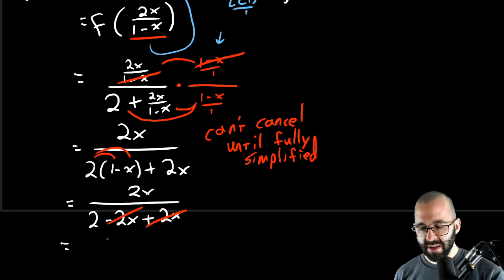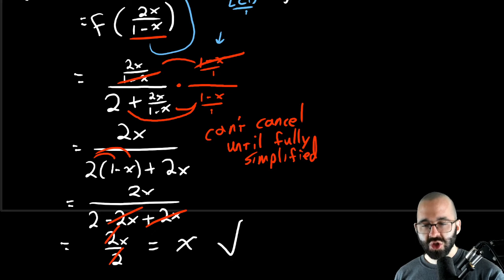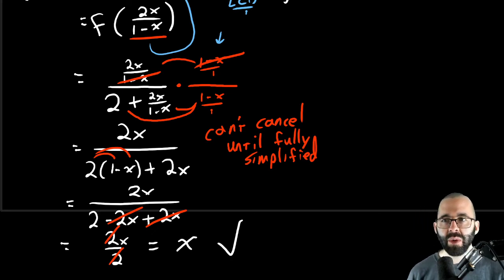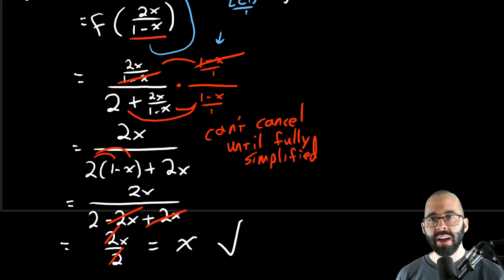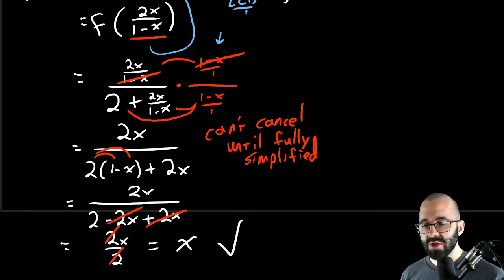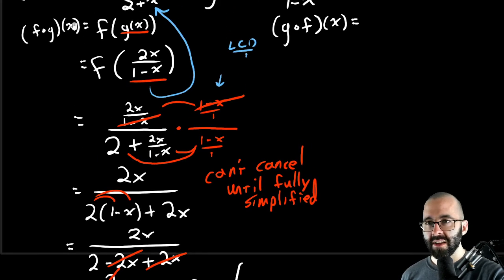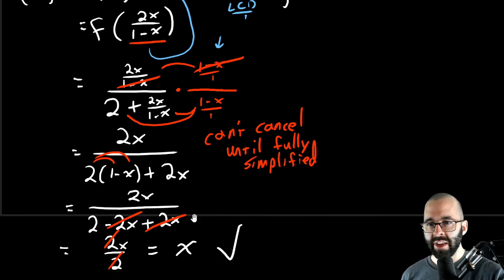What do we have after that? 2x divided by 2. This is starting to look nice. Now these 2's cancel. What are we left with? We're just left with x. That's exactly what we wanted to be left with. We wanted to show that these two functions completely undo each other, and that no matter what x our input is, the output is that same input.